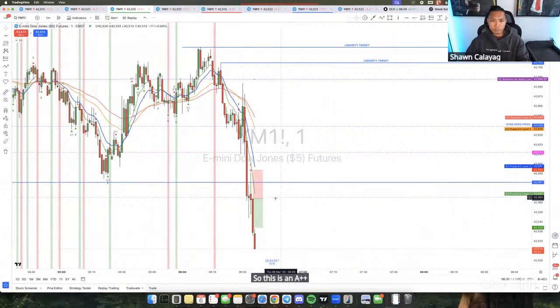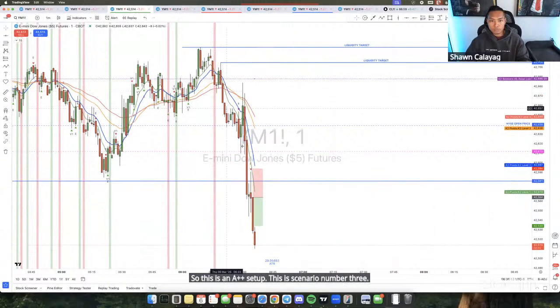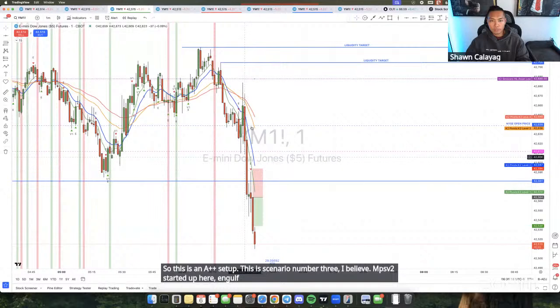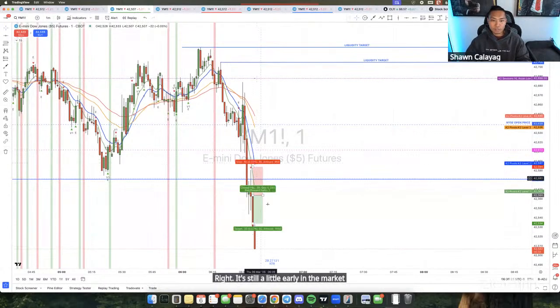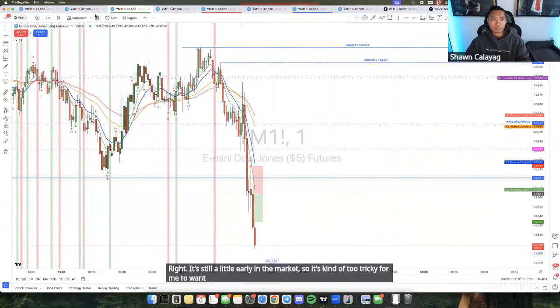This is scenario number 3, I believe. MPS V2 started up here, engulfing, engulfing. The third setup right here is where the A plus plus happened. It's still a little early in the market, so it's kind of too tricky for me to want to hop into anything at this very moment.